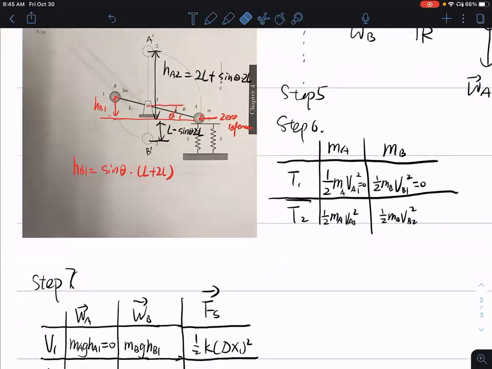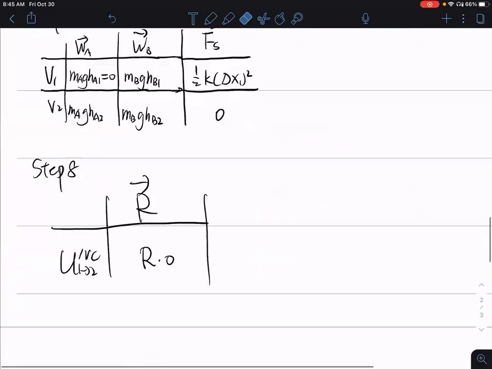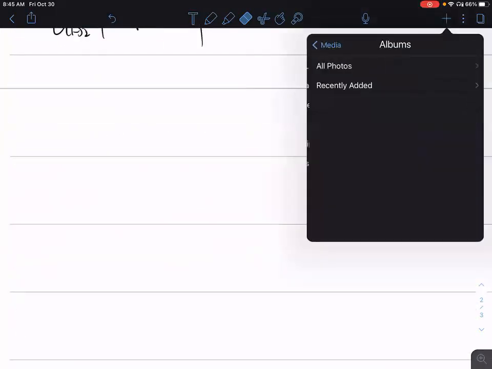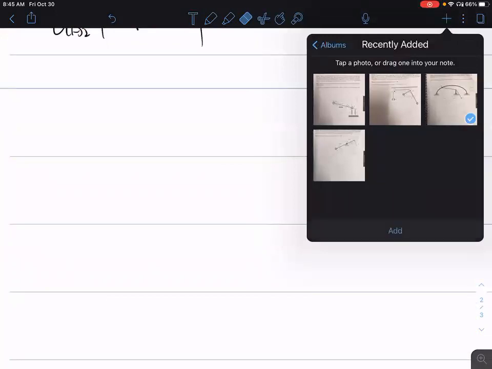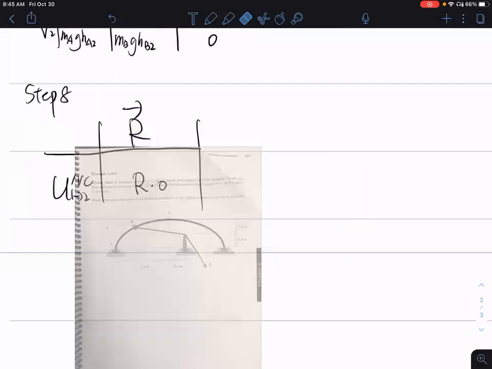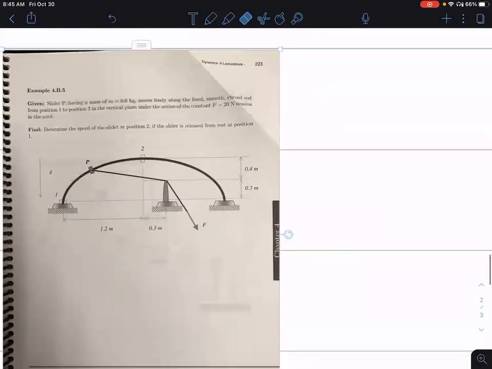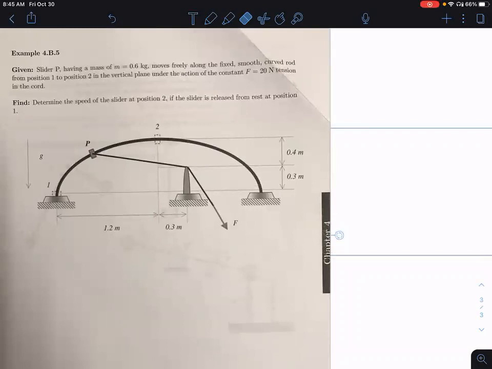Okay. If not, let's look at one more. We have 5 minutes left. How about this problem? We have a particle P. It can move freely along a fixed, smooth, curved rod. Smooth means no friction. And it moves from position 1 to position 2. So I label here, position 1 is right here. Position 2 is up here.